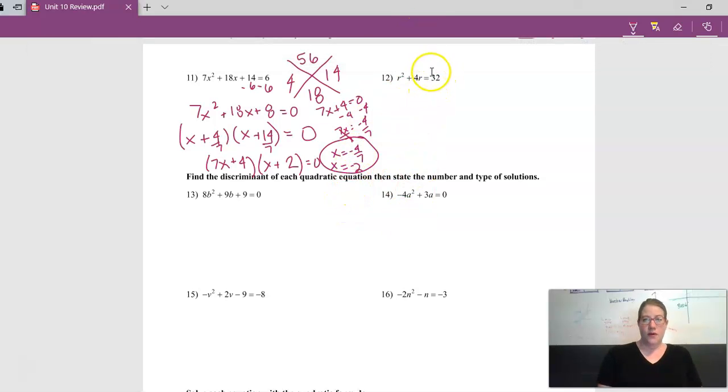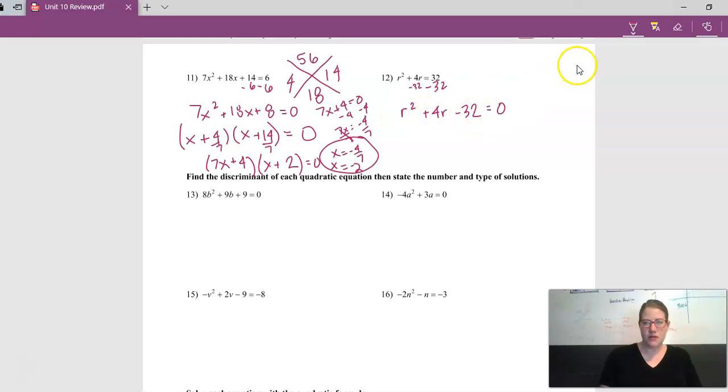Okay, 12 is also not in standard form. So to get it in standard form, I need to get this side equal to 0. So I'm going to subtract 32 from both sides. Now remember, I can't actually combine this 32 with anything because I don't have any like terms over here. But I do need it in standard form where my r squared comes first, then the r term, and then the constant term.